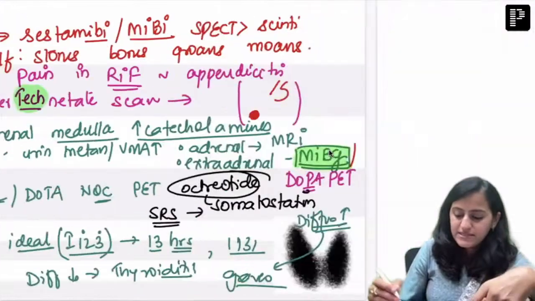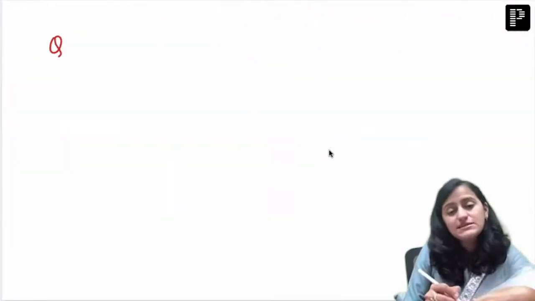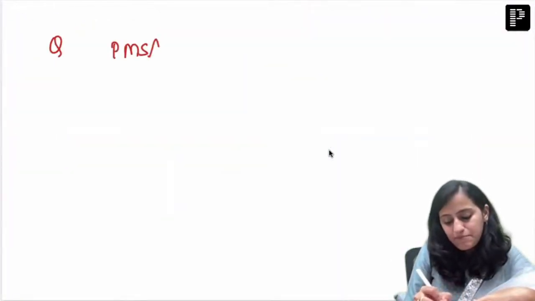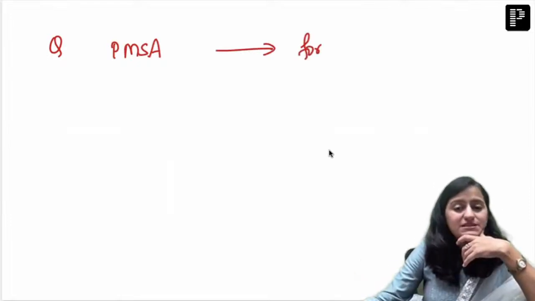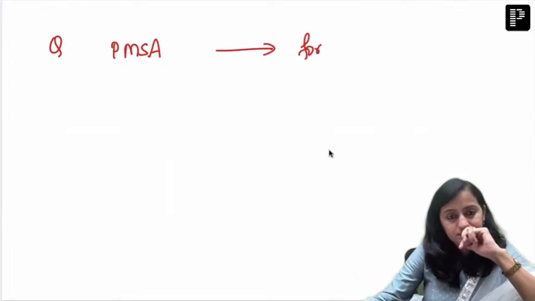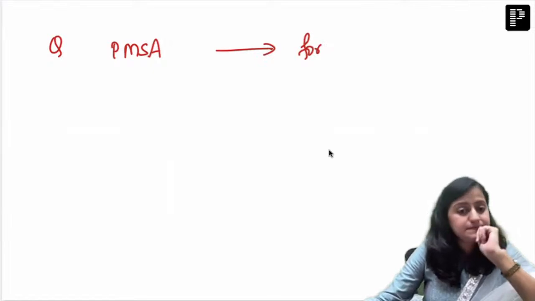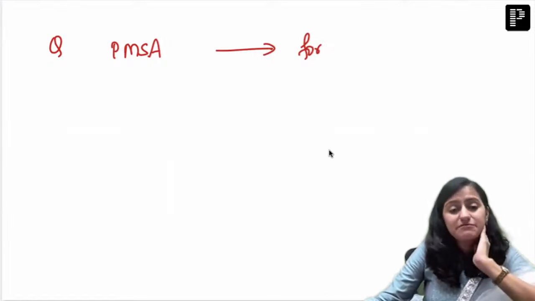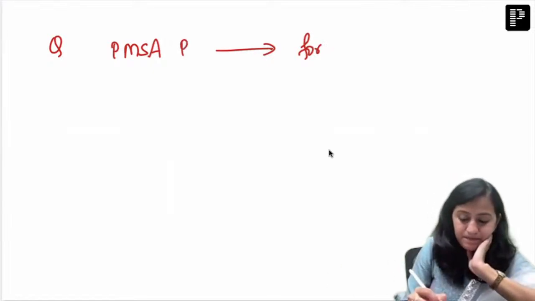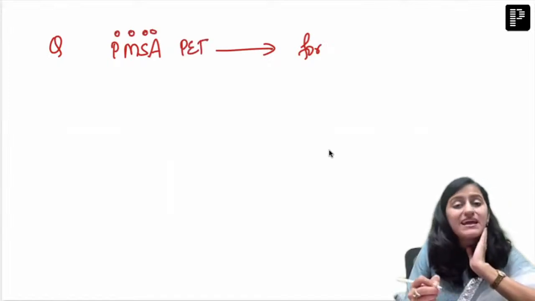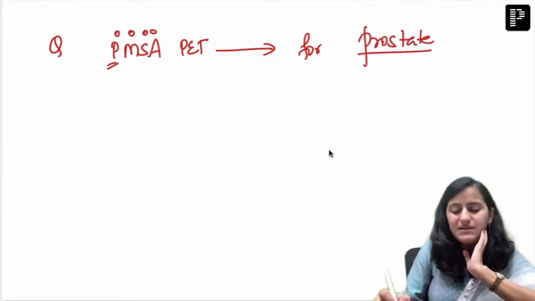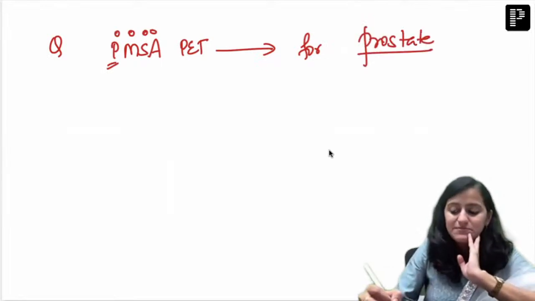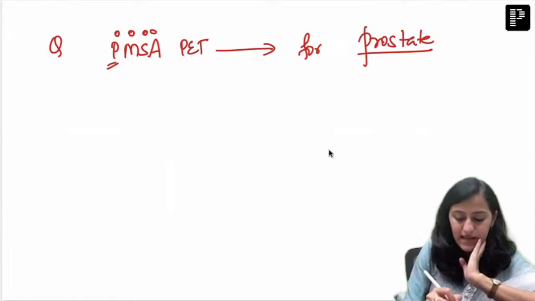One of the recent FMGE exam questions: PSMA PET scan. What is this done for? Remember, this is prostate specific membrane antigen. This is for prostate cancer. PSMA is done for prostate. It has been asked in the recent FMG exam.